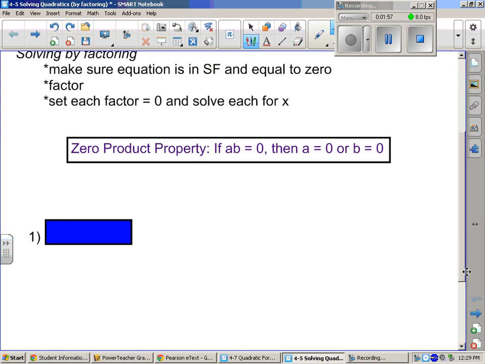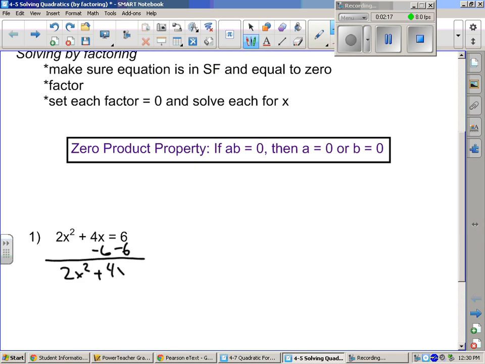So the first one, let's see. Okay, the first one says make sure the equation is in standard form and is equal to 0. It is not equal to 0. Oh boy, so I need to get it equal to 0. So I want to switch this to the other side. And then I get 2x squared plus 4x minus 6 equals 0. The 6 and the 4 cannot go together because one has an x, the other one doesn't.